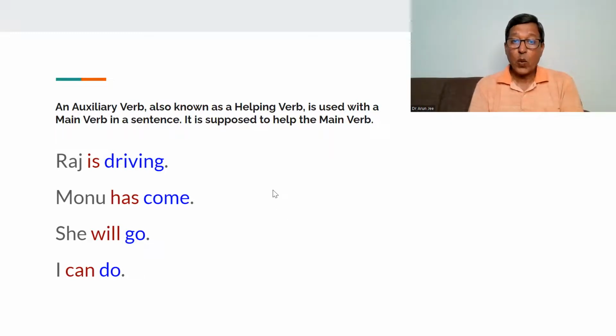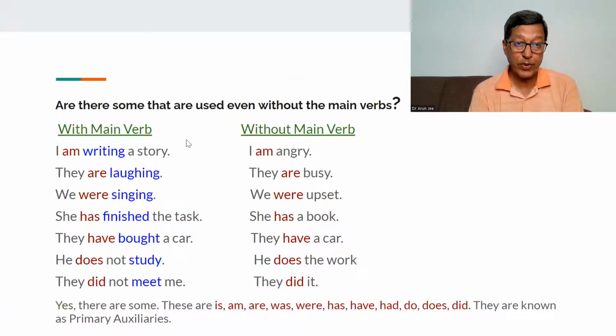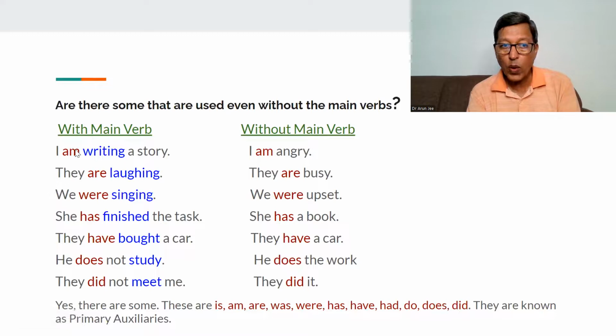But the question is, are all the auxiliaries always used with the main verbs in sentences? Or are there some which are used even without the main verbs sometimes? Let's look at the examples. We have the sentences on the left having auxiliaries with the main verbs, like I am writing a story, they are laughing. So am is followed by writing, are by laughing. Similarly, were by singing, has by finished. So all the auxiliaries in red are followed by the main verbs in blue.